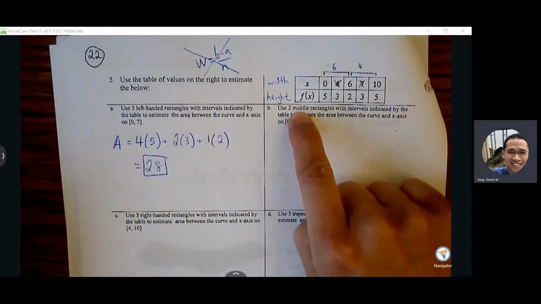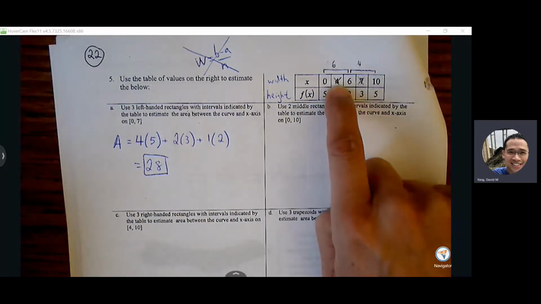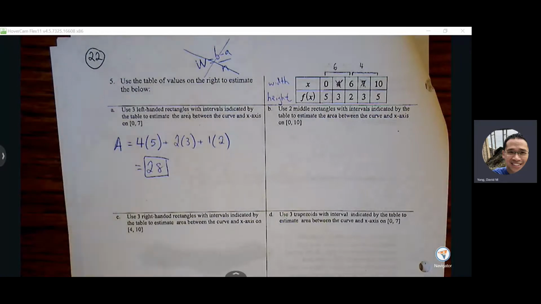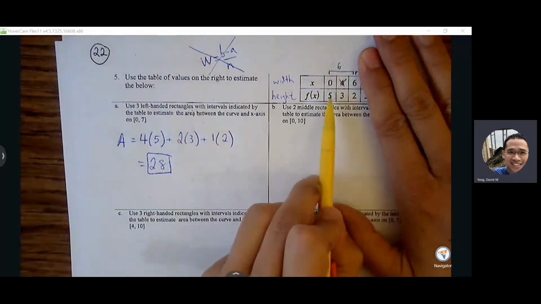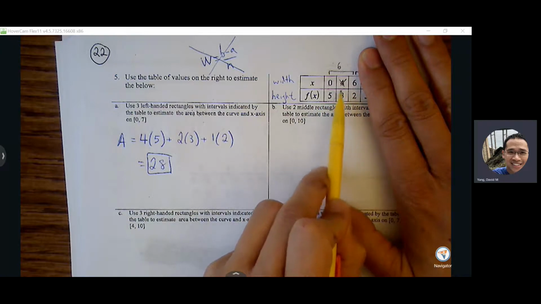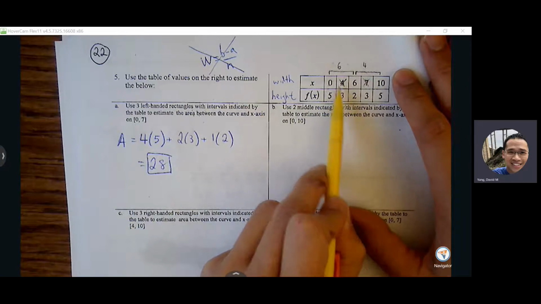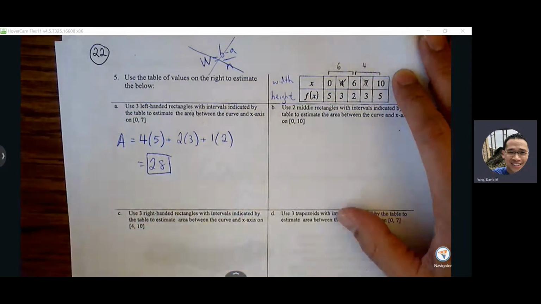Now, when you see middle rectangles, that means you're just going to pick off literally the middle number. It may not be the true midpoint. We know that 4 is not between 0 and 6, but it is in the quote-unquote middle relative to the numbers we see there. So for the first subinterval, the 5 would represent the left height. The 2 would represent the height on the right, but the height in the middle, quote-unquote middle, is 3. So 6 times 3 would be the area of the first rectangle.